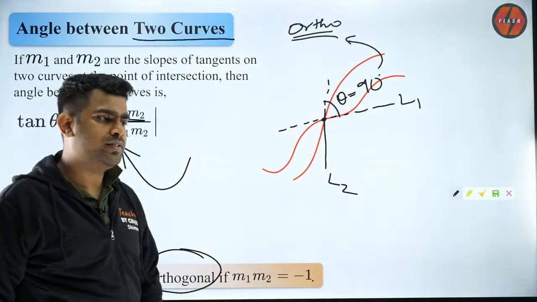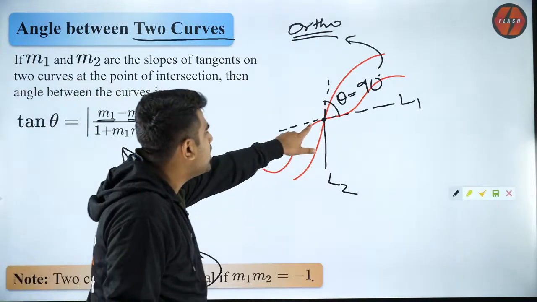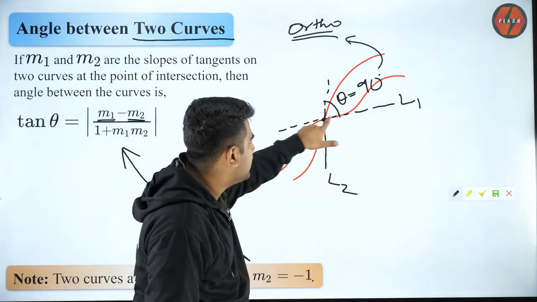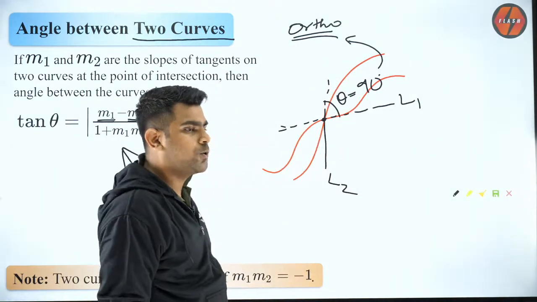Clear, Uncharted? So Uncharted, what that means is, at the point of intersection, you are drawing two tangents now. If these two tangents are perpendicular, then the curve is said to be orthogonal. That's it.